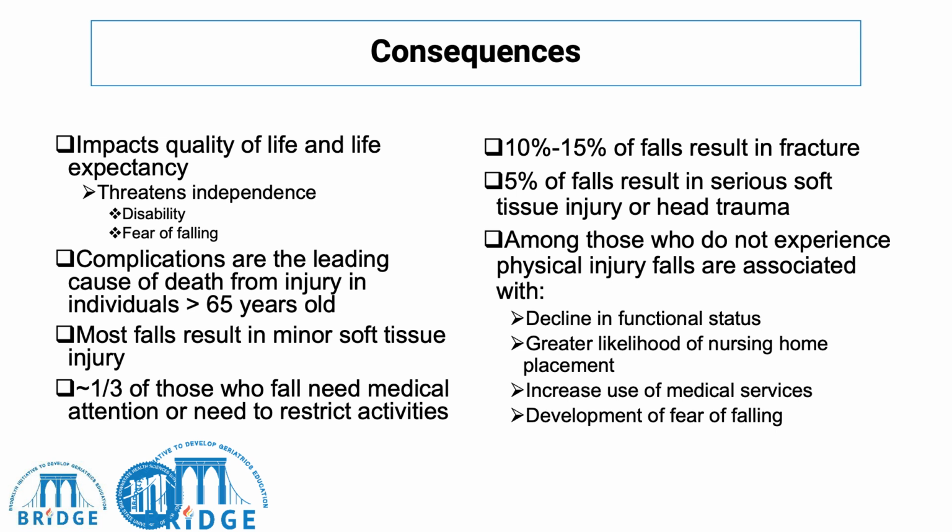Falls impact quality of life and life expectancy. Therefore, falls can threaten independence and lead to disability. Complications of falls are the leading cause of death from injury in individuals above the age of 65 years old. So falls are not the leading cause of death in individuals above the age of 65 years old. The leading cause of death remains heart disease, strokes, and malignancy. But complications from falls are the leading cause of death from injury in individuals above the age of 65 years old. Most falls result in minor soft tissue injury.